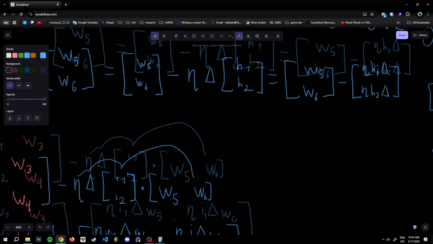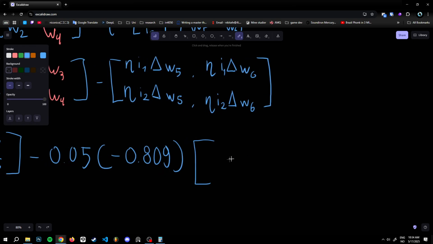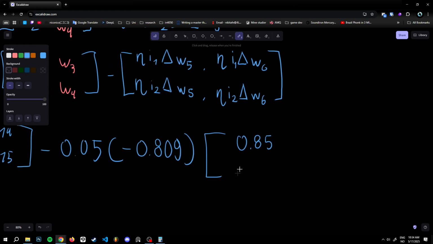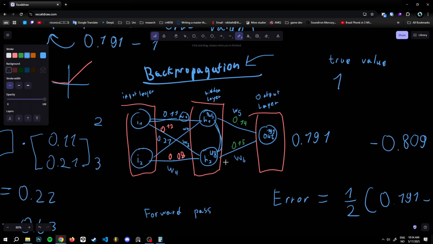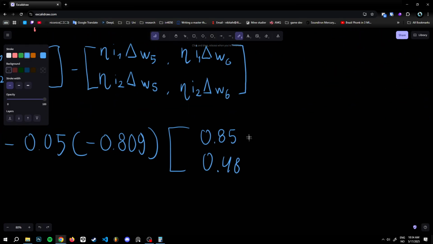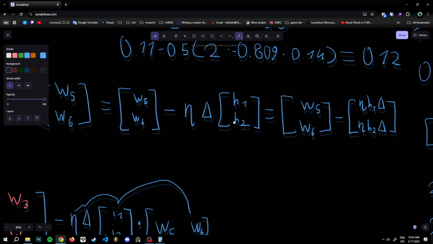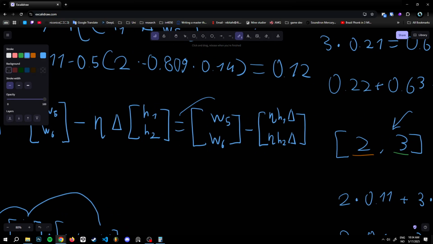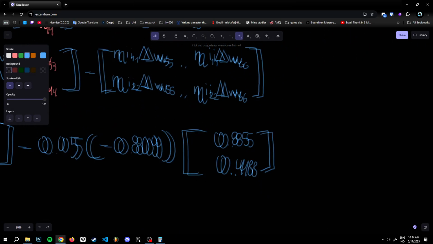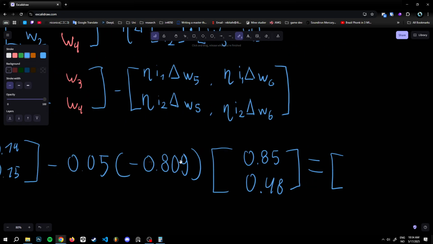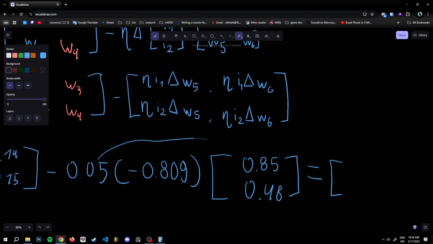But yeah, now we follow the formula with H1 and H2. So we have 0.85 and 0.48, and where do 0.85 and 0.48 come from? Well, they were from the forward pass that we just did. And that's it for the formula. Now we can simplify it, or put these values into the matrix. How do we do that? Well, still the same: 0.14, 0.15. We just multiply these values in here, so both of these go in here, and then both of these go in here.